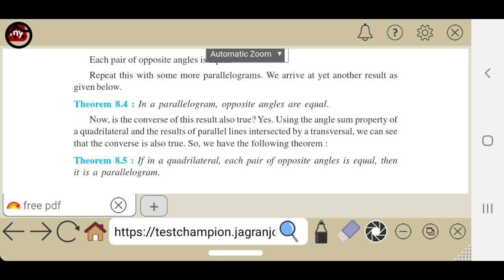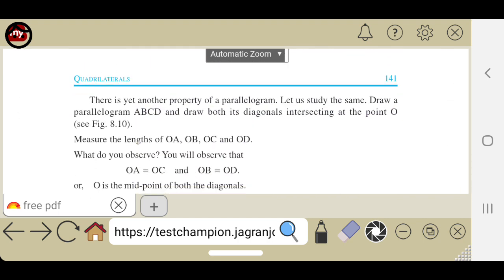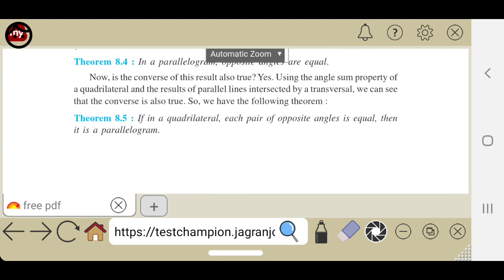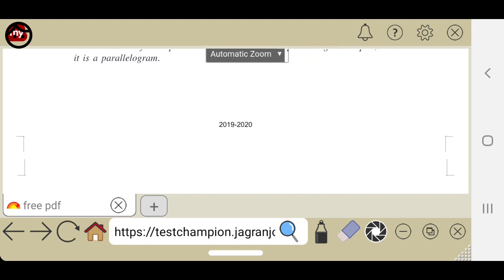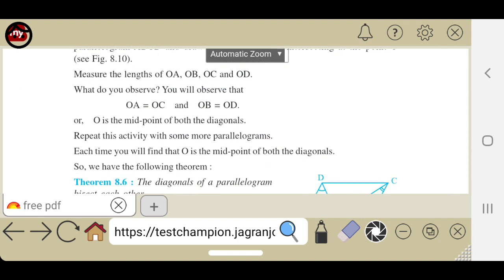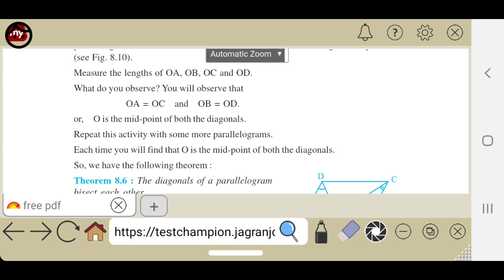Next, in a quadrilateral, if each pair of opposite angles is equal, then it is a parallelogram. That is, for any quadrilateral, if opposite angles are equal, then it will be a parallelogram. That is also, dear children, the same way: if opposite sides are equal, then the quadrilateral is a parallelogram. Same way, if opposite angles are equal, then the quadrilateral is a parallelogram.